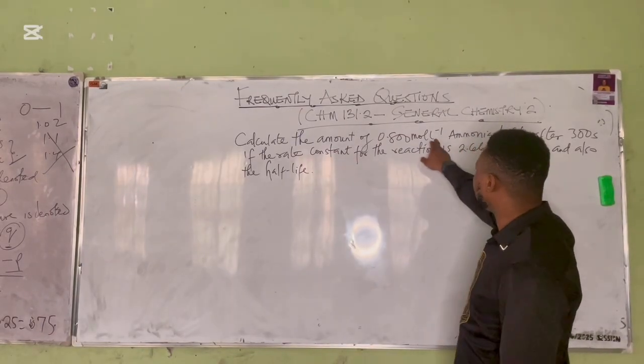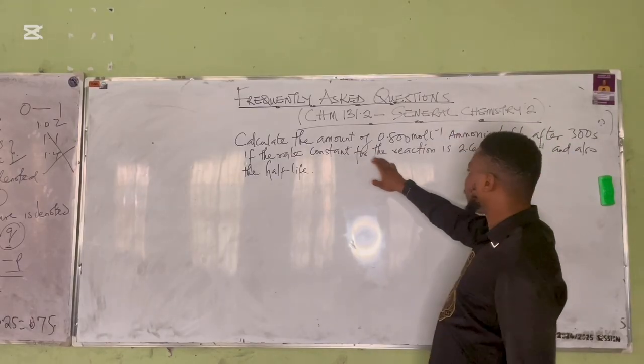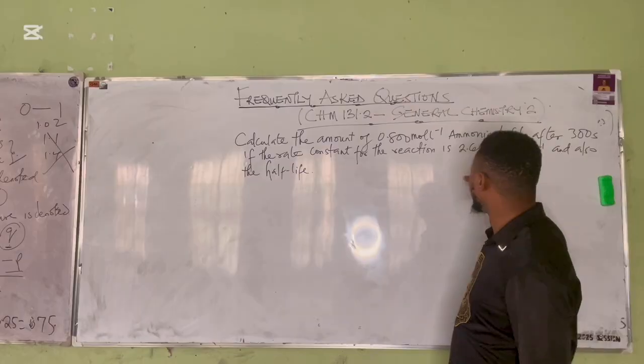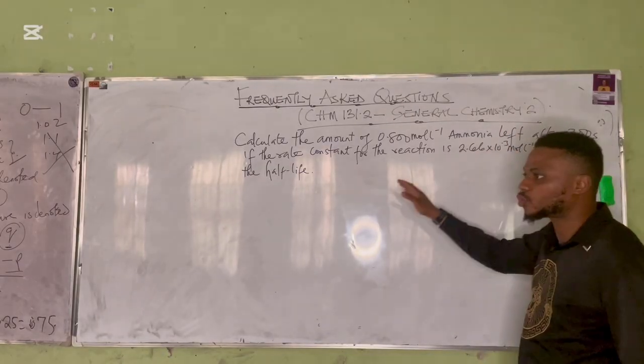Calculate the amount of 0.8 mole per liter ammonia left after 300 seconds if the rate constant for the reaction is 2.66 times 10 raised to the power minus 3 mole per liter per second, and also the half-life.